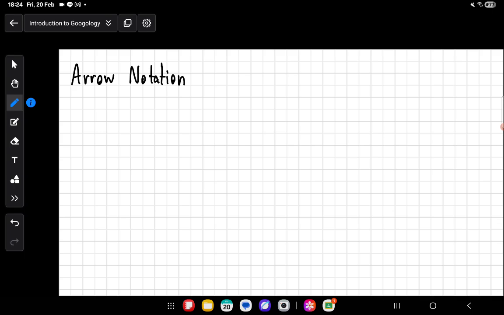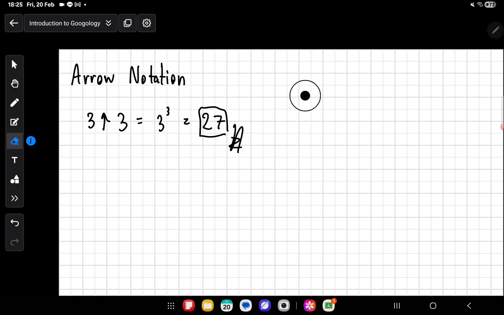Now, let's start with an example. What's 3 up arrow 3? Now, you would think, what does this mean? You haven't even taught me this yet. So, let's teach you. 3 up arrow 3 is 3 to the power of 3, making 27. That is the first thing that we are going to cover. A singular up arrow means exponentiation.